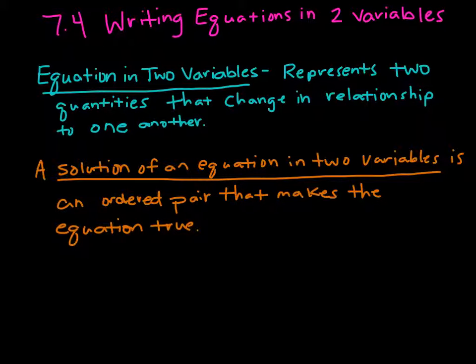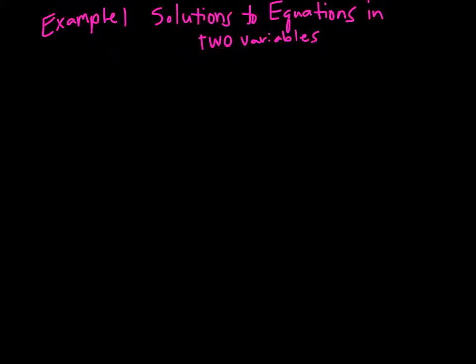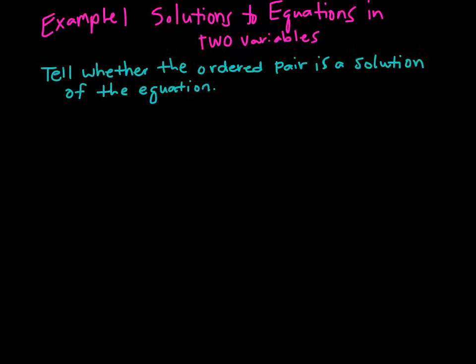So I'm going to give you some examples here of how this makes sense using the x and the y-axis. We're kind of back to that because we're going to be talking about ordered pairs, right? So pay attention and make sure you're writing everything down. Example 1 is identifying solutions of equations in two variables. So your directions would read like this: tell whether the ordered pair is a solution of the equation.